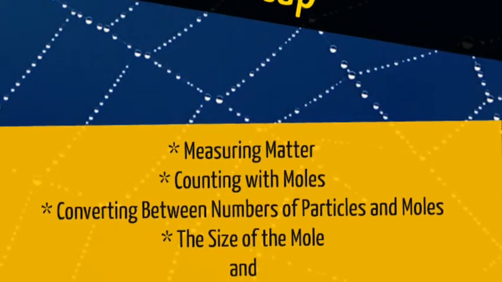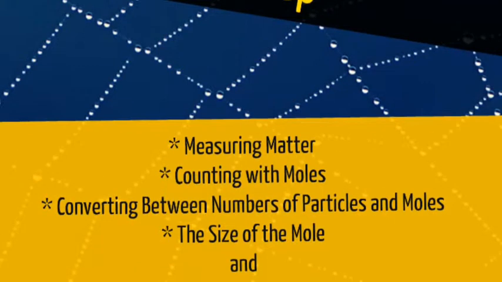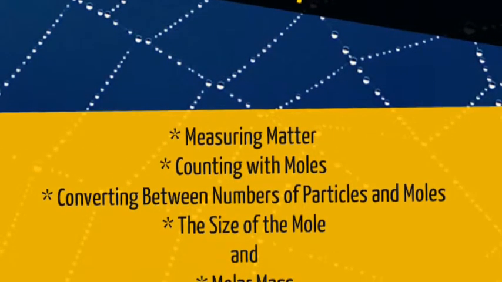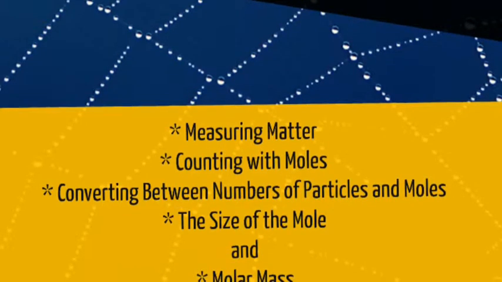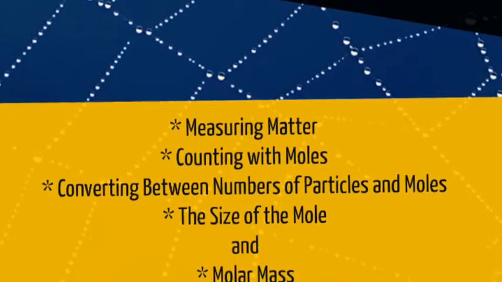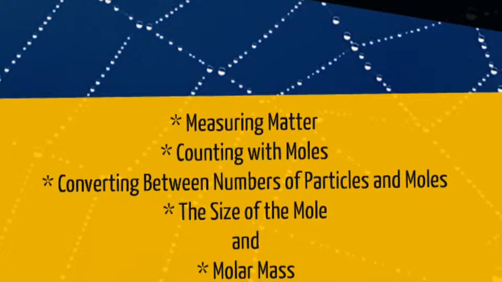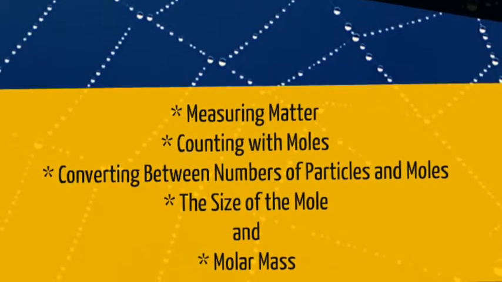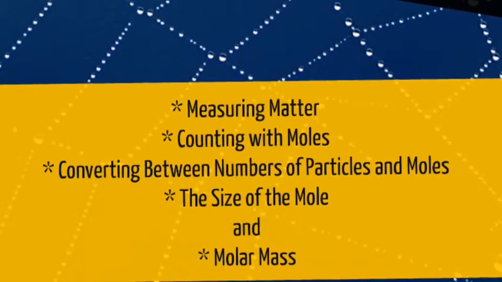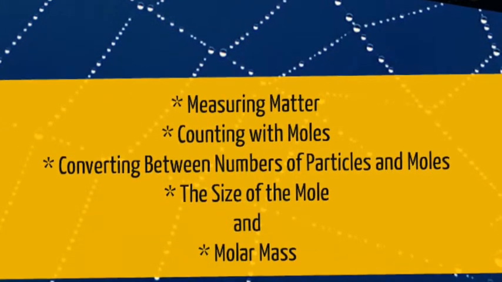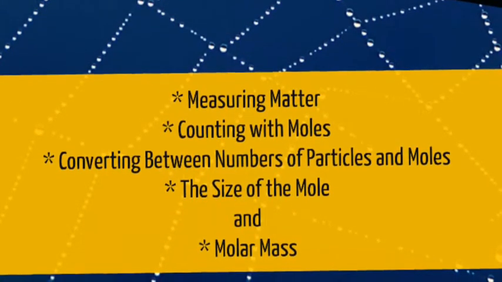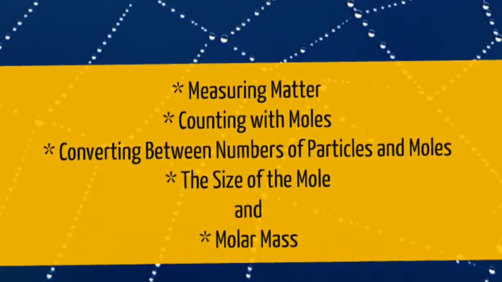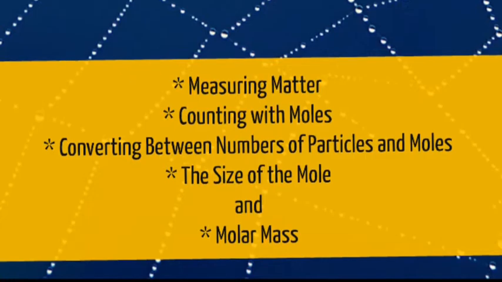In the converting between numbers of particles in moles section, we learned how to convert representative particles to moles and moles to representative particles. In the size of the mole section, we covered the mass of moles in kilograms and how big the mole is compared to daily life. In the last section, which is molar mass, we learned the atomic mass of the element in grams is the mole of the element, and how to calculate the molar mass.